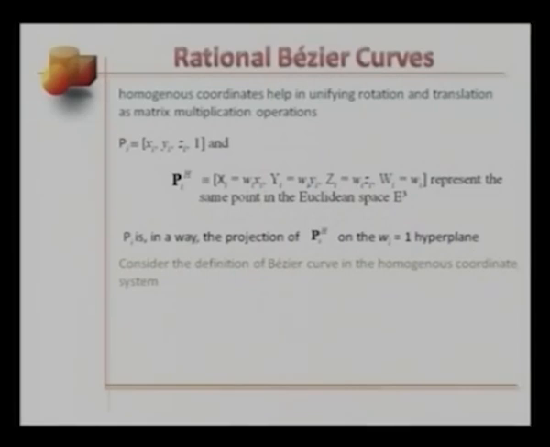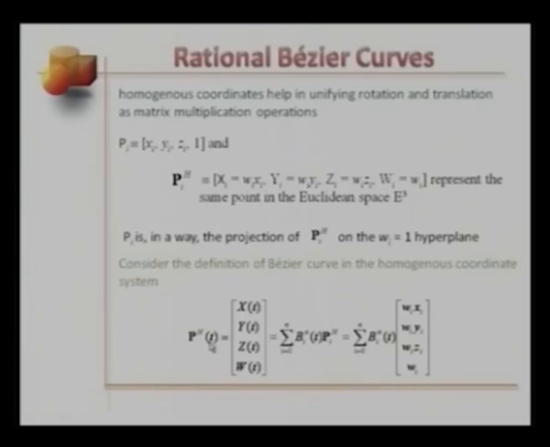Consider the definition of a Bezier segment in the homogeneous coordinate system. You have P super H as a function of parameter t with components capital X, capital Y, capital Z, and the weight or the scale here, which is also a function of t. And this is given by summation i going from 0 to n, the ith Bernstein polynomial of degree n as a function of parameter t times these design points Pi super h.